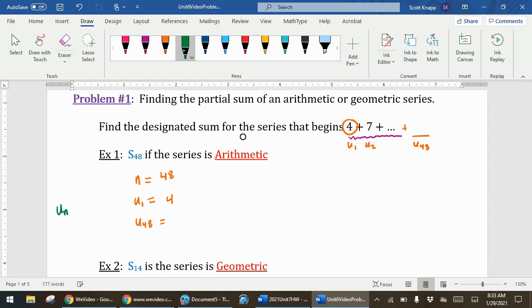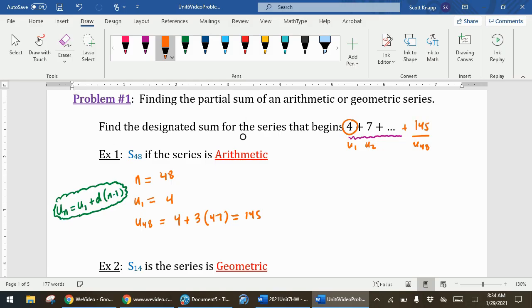So remember an explicit formula. If we take our first term and add, because we're arithmetic, the common difference times n minus 1, that will find a term down the line in our series. In this case, my first term is 4. The common difference would be 3, from 4 to 7. And I need to make 47 jumps to get to that 48th term. That's what n minus 1 would be. And if we calculate that, that would end up being 145. So that last term, if we're arithmetic, is 145.